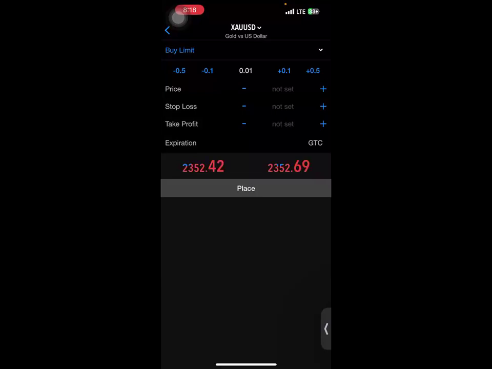I'm going to be repeating that again. For a buy, your entry price is going to be lower than your current price. For a sell, your entry price is going to be higher than your current price. Do we all get that?